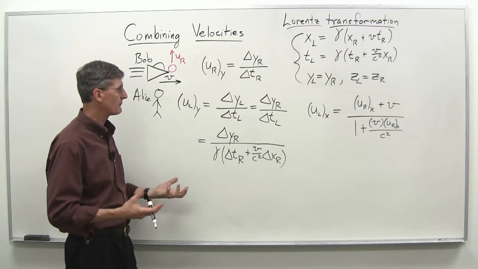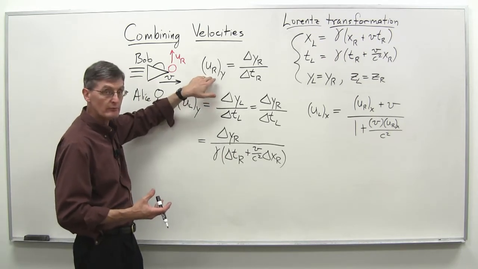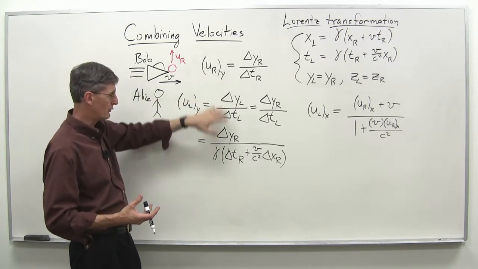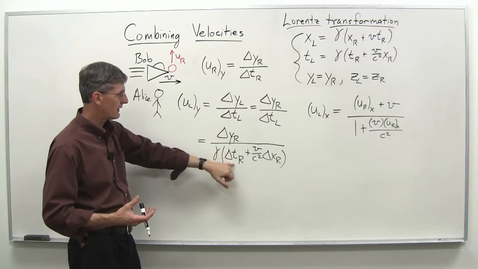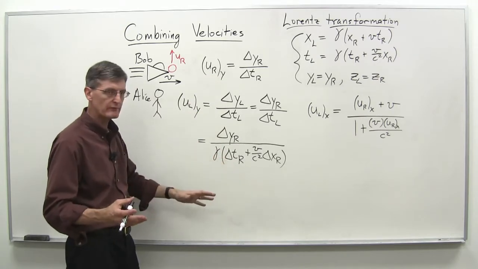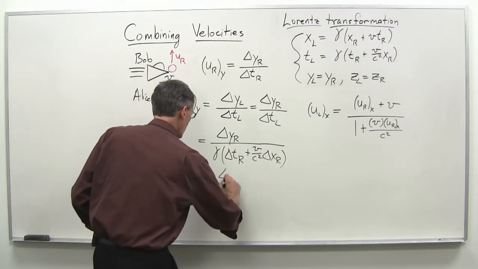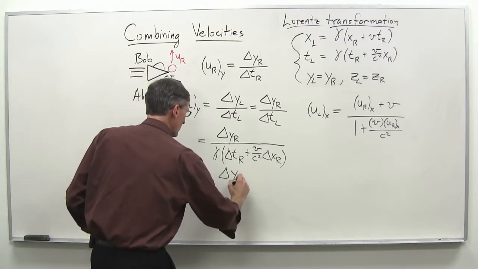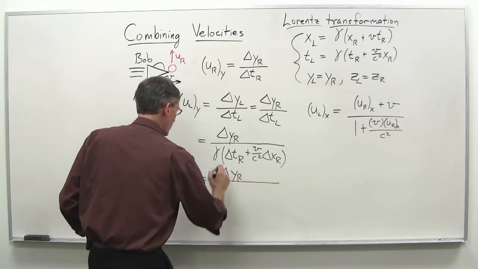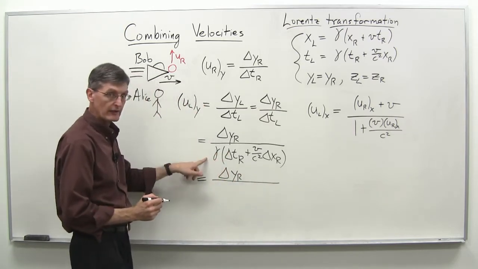Again, we'd like to simplify. We'd like to be able to get some of the u sub r rocket frame y components in here. And so let's pull out this delta t sub r, like we did before, and see what happens here. So we have delta y sub r on the top still, and got a gamma here. The gammas don't cancel this time.